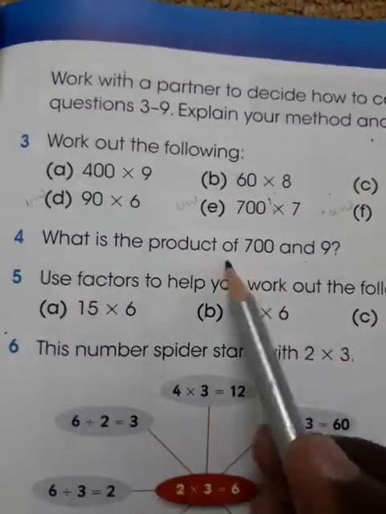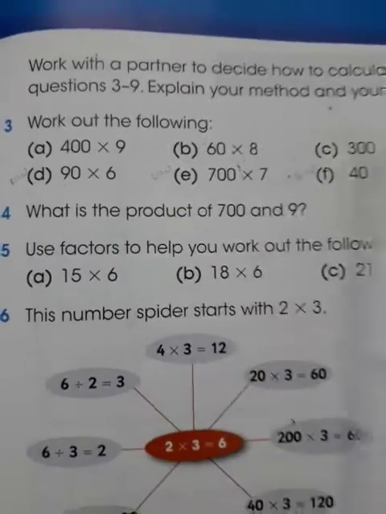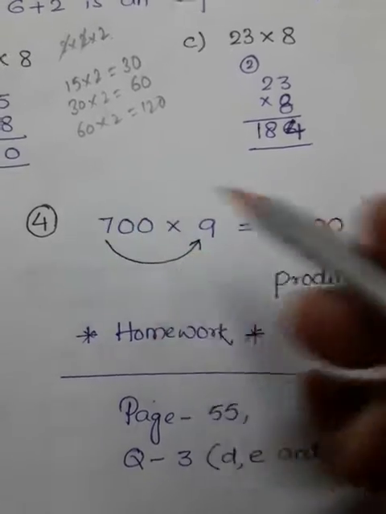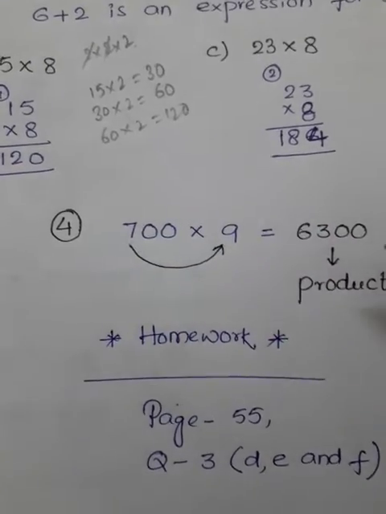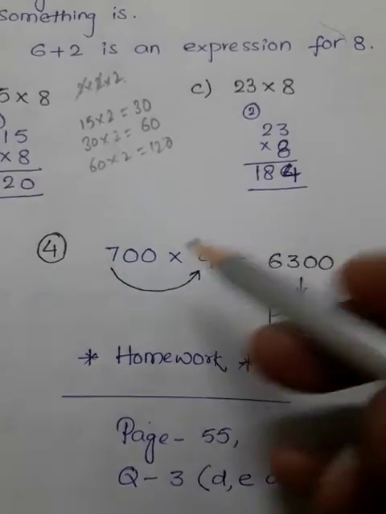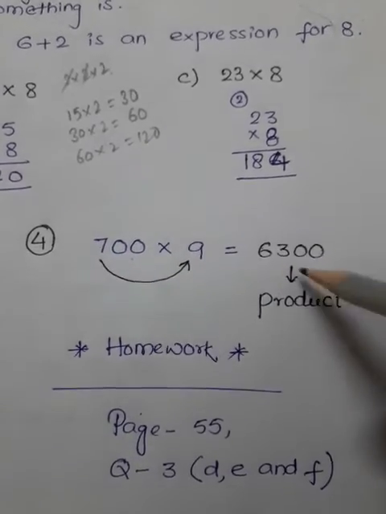Okay. Now what is question number 4? Last question of today. What is the product of 70 and 9? So first multiply. Product means the answer. When you multiply, you will get the answer. The answer is called product. So 7 times 9 equals 63. Then here are 2 zeros. So this is called product.